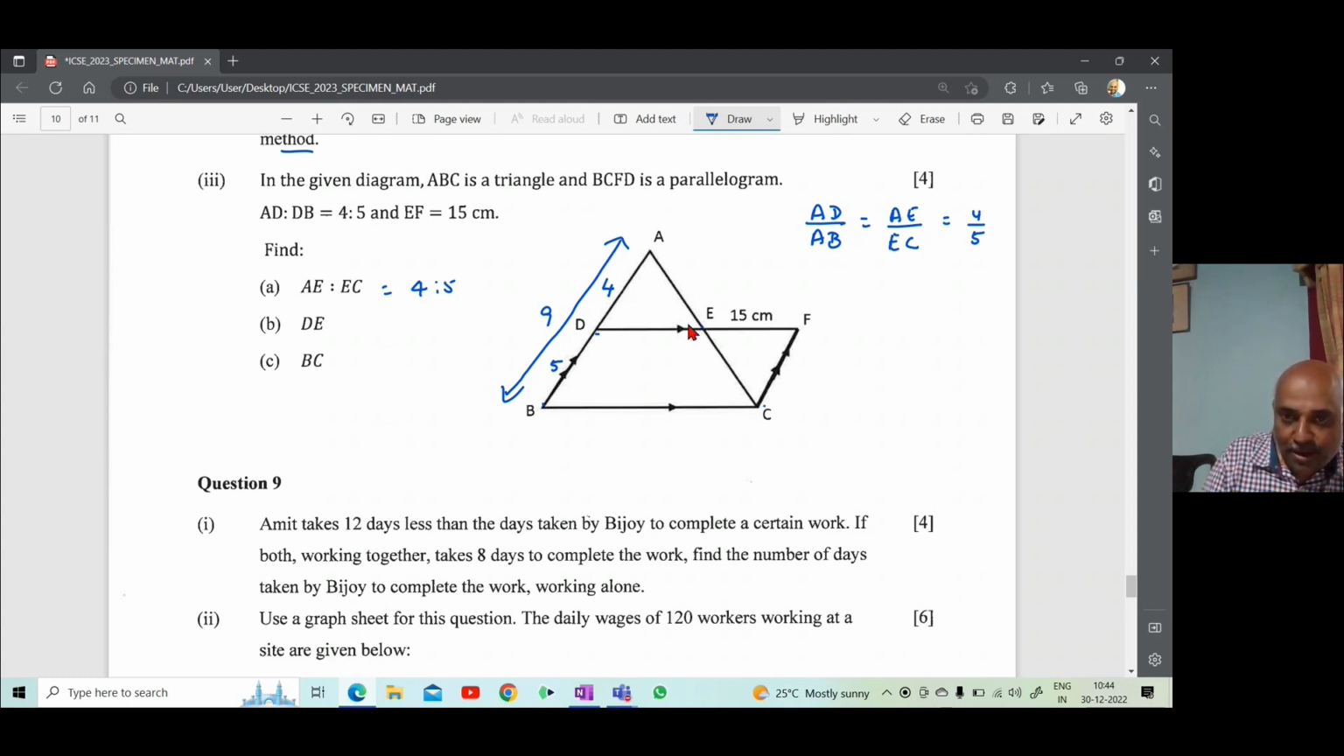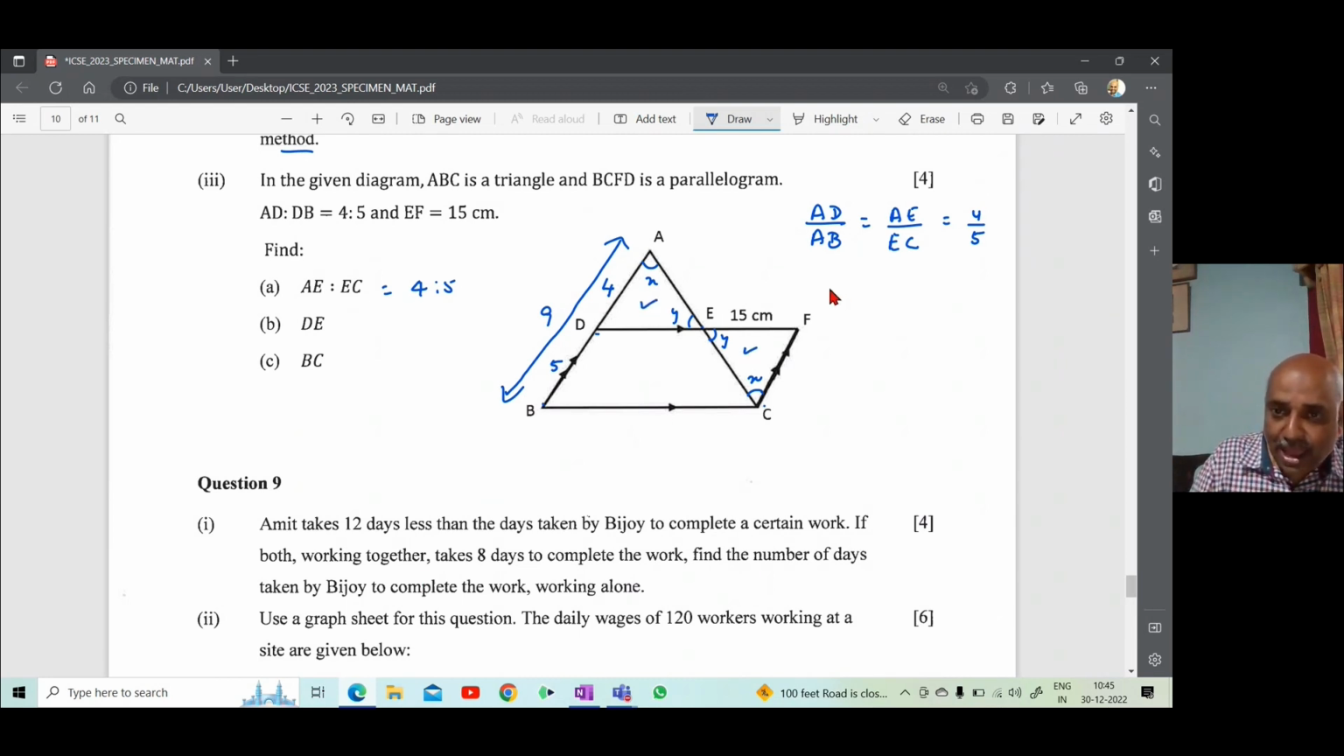Now we are supposed to find out what is DE. What is DE? We are supposed to find. How do we find DE? Now I'm taking this triangle, triangle AED and triangle CEF. I know this angle is equal to this angle. They are interior alternate because this line is parallel to this line and this is the transversal. This angle is equal to this angle. That means these two are vertically opposite. So I know this triangle is similar to this triangle.